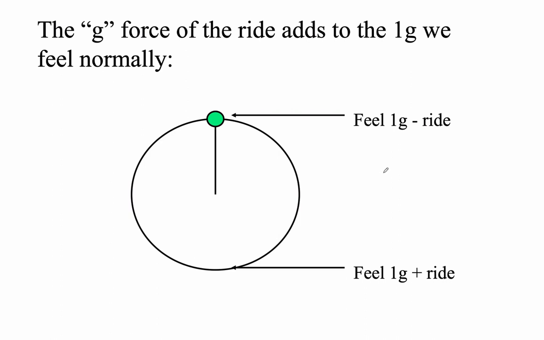Let's talk about g-forces on a ride. I guess the zeroth concept is that this object is going around and around, right? So its velocity is continually changing. It's got an acceleration that we call a centripetal acceleration, yeah? Okay, so at this point it's actually accelerating toward the center.